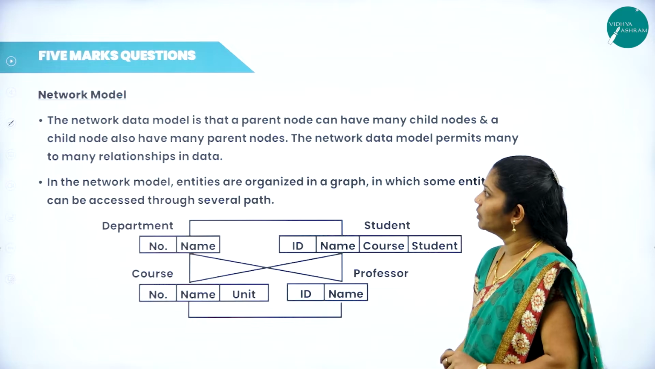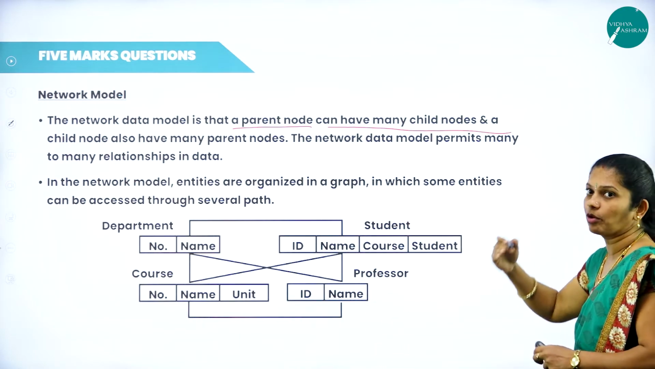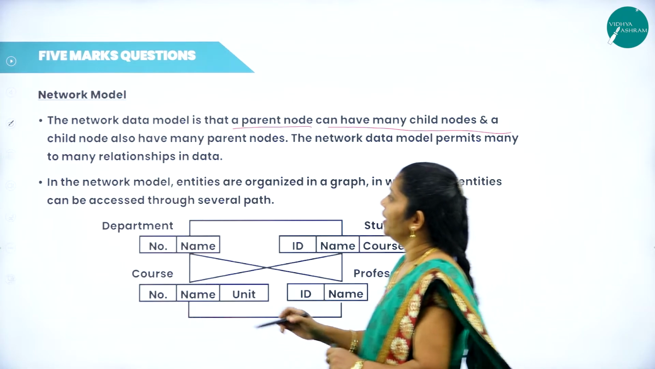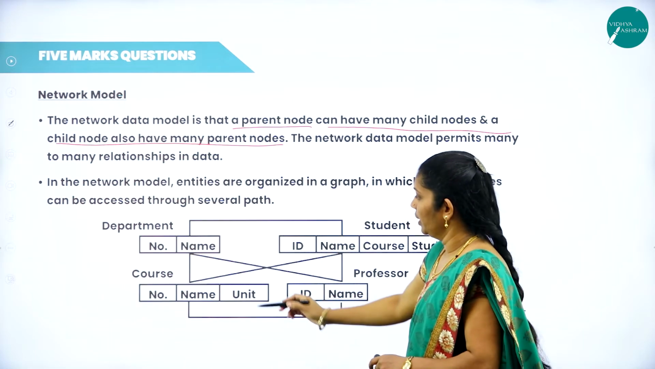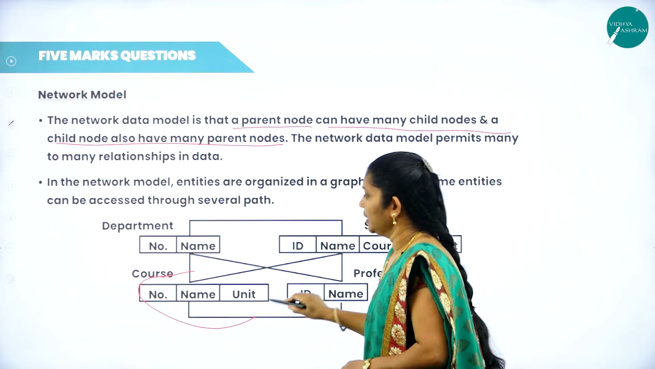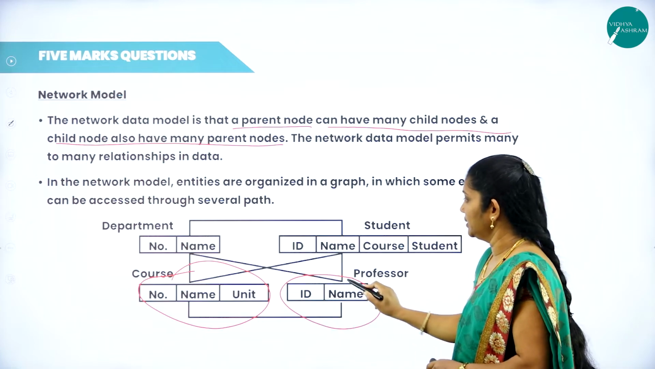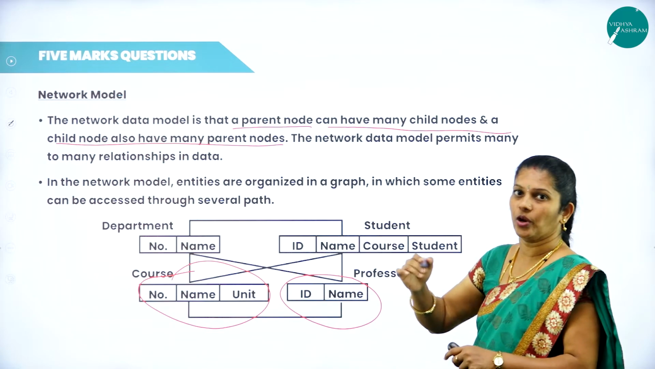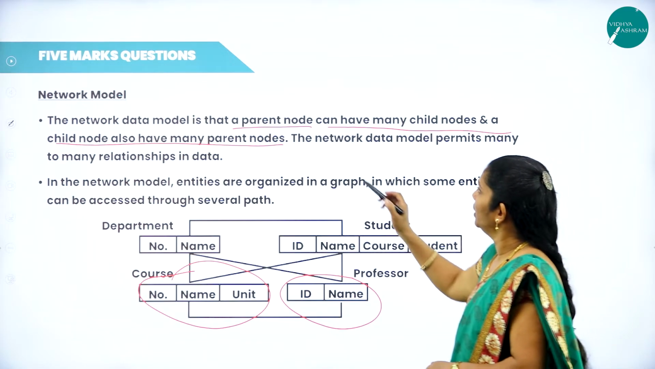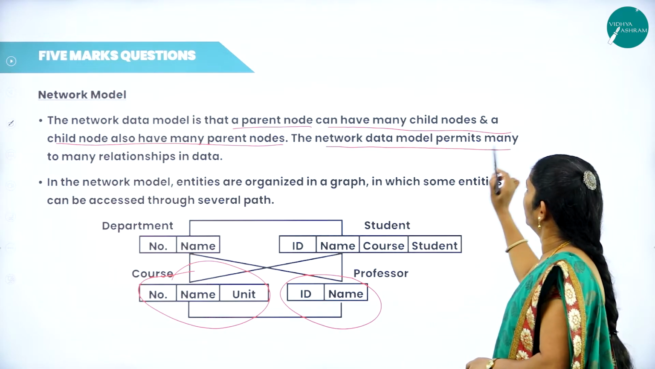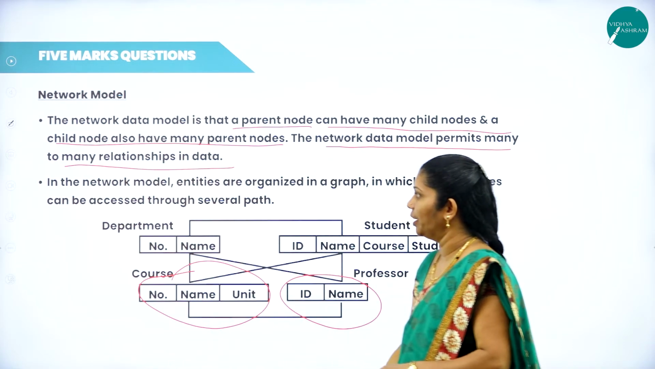But when you come to the network model, a parent node can have any number of child nodes, and a child node can also have many parent nodes. If you consider this is the child node, this child has two parents. This child also has two parents. There is no condition that we have to follow a one-to-one relationship here. The network data model permits many-to-many relationships in the database.